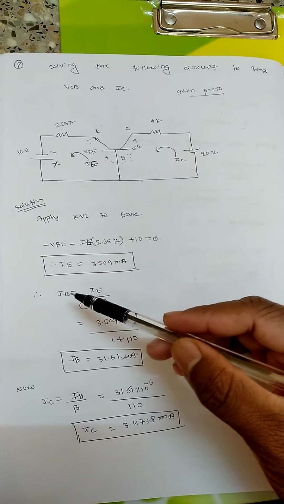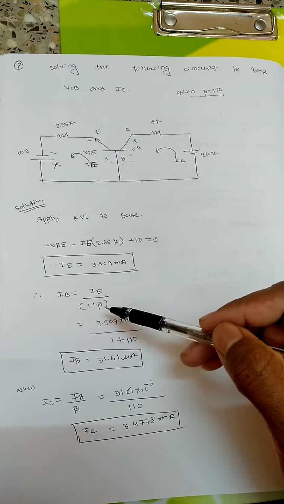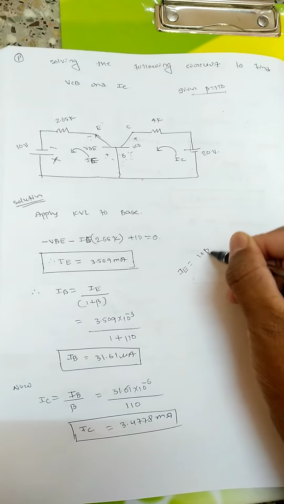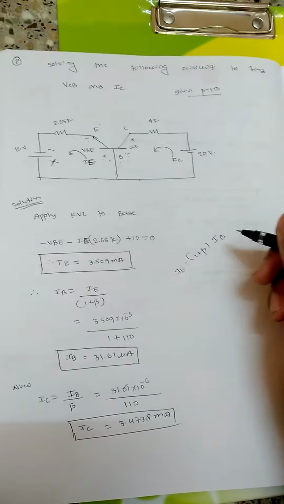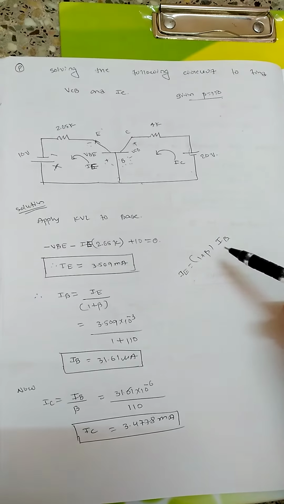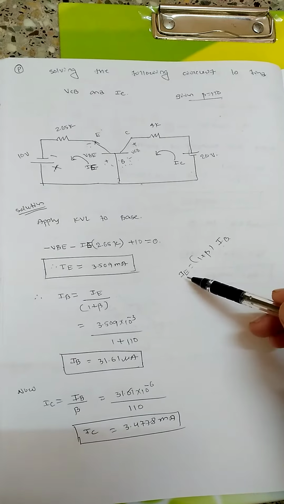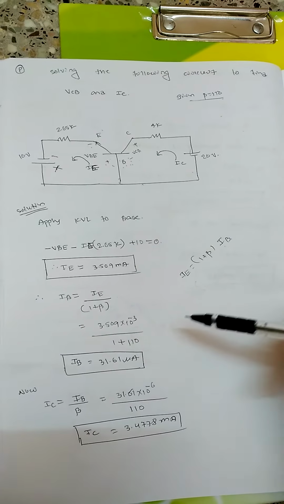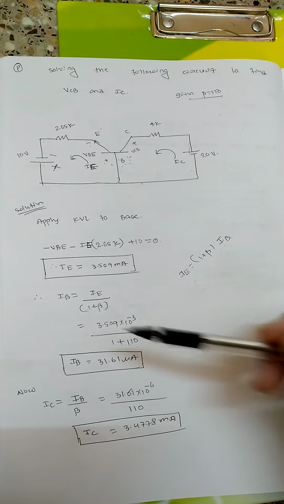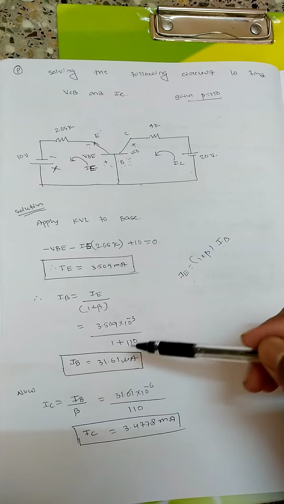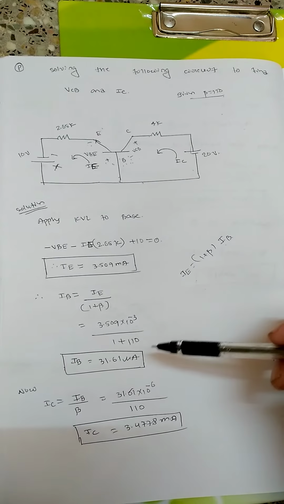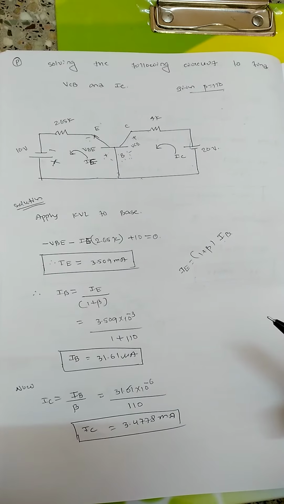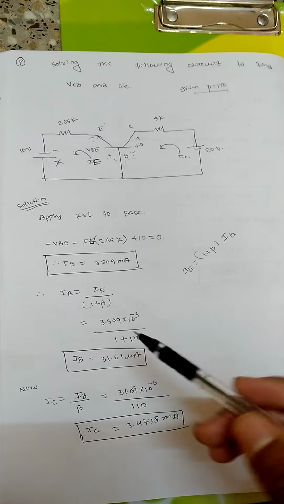Now I know the relation IE equal to 1 plus beta into IB. When you rearrange this equation, IB will be equal to IE divided by 1 plus beta. So IE value is 3.509 into 10 to the power minus 3, divided by 1 plus 110. When you solve this on the calculator, you get IB equal to 31.61 microamperes. So this is the base current value.